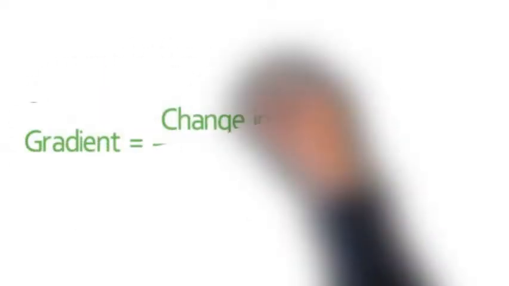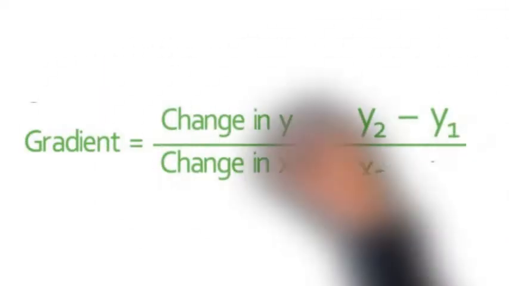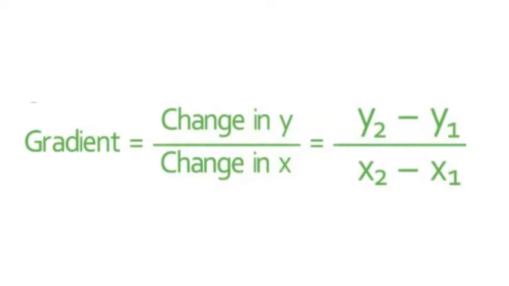And the first thing to look at is the stock standard formula for gradient. And as you can see, gradient is defined as the change of y divided by the change of x. And first principles use this same concept.